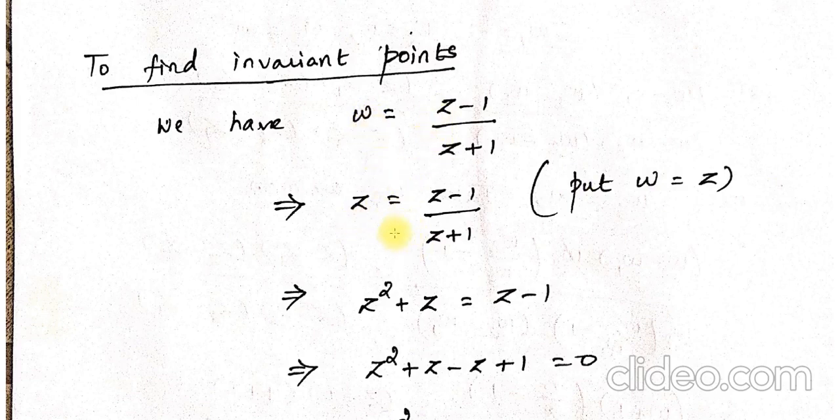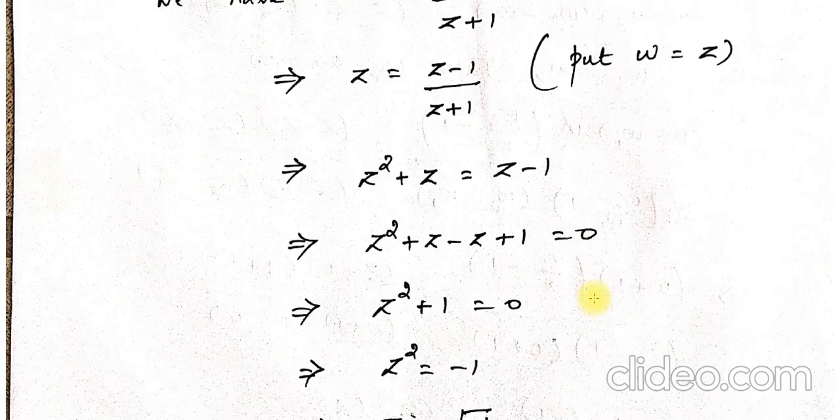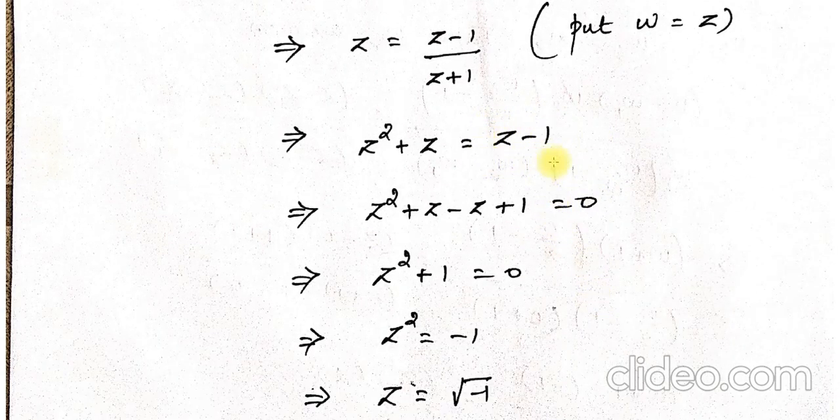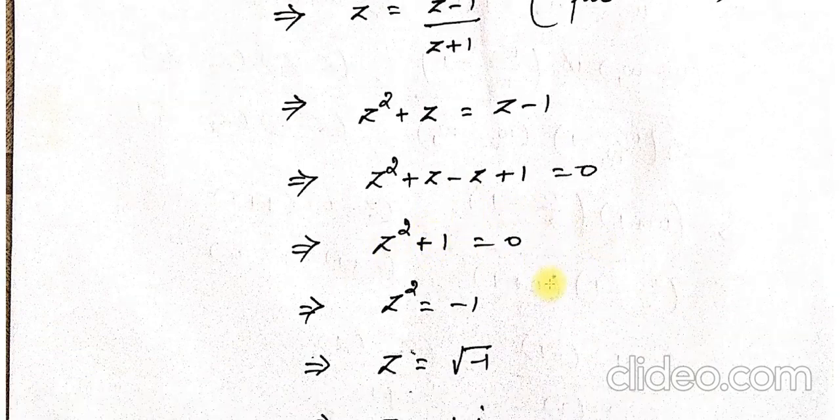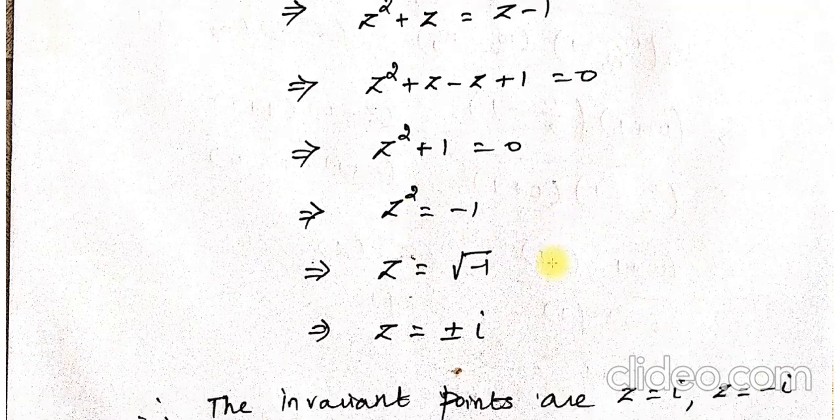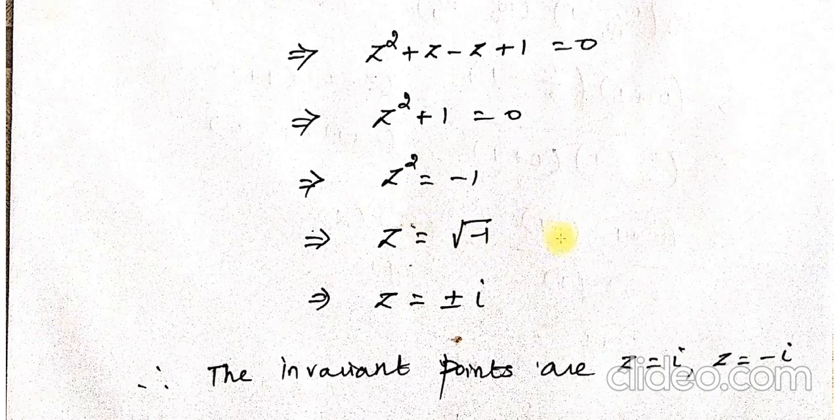On simplifying this, I am just cross multiplying: Z into Z plus 1 is Z square plus Z. That is, this term will go here, right? Equal to Z minus 1. The next step, I am bringing all the right hand side terms here. So I am getting Z square plus 1 equal to 0. So Z square equal to minus 1, and Z equal to root of minus 1, which is Z equal to plus or minus i. Therefore the invariant points are Z equal to i, minus i.